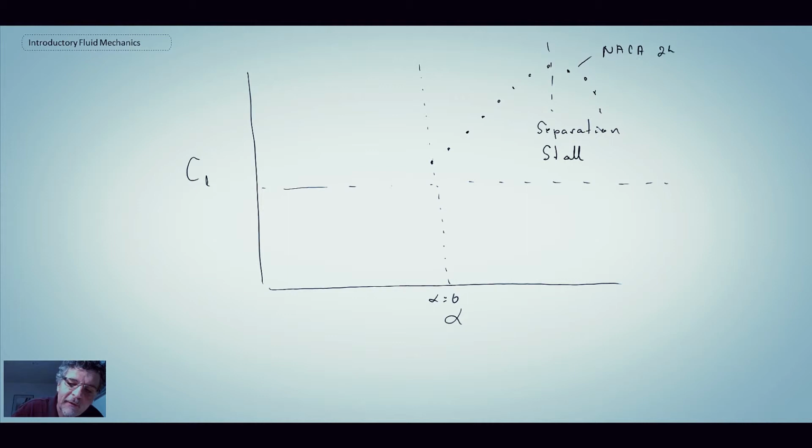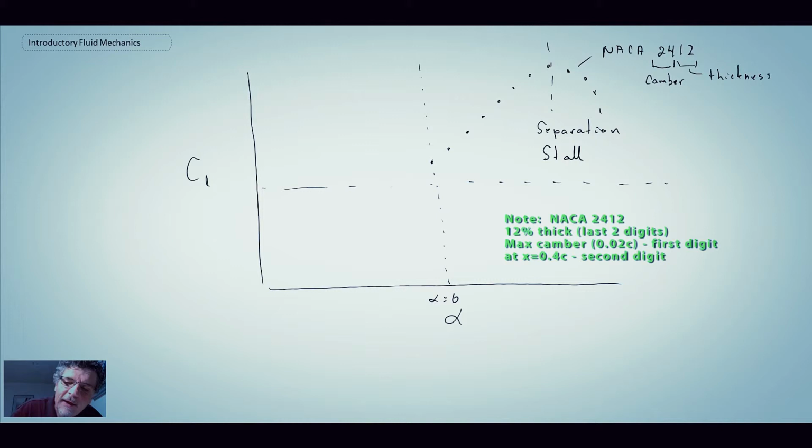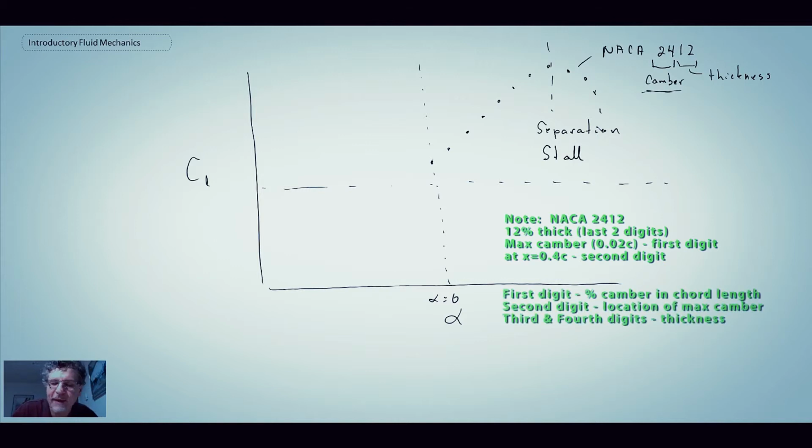We looked at a 2412. The first two numbers here denote camber, and I think it denotes the thickness at a given location. Actually, no, this denotes thickness. I think it's how far off of the chord line it is and where it would be. I apologize, I can't remember what the first two numbers were, but I know they denote the fact that it is not a symmetric airfoil.